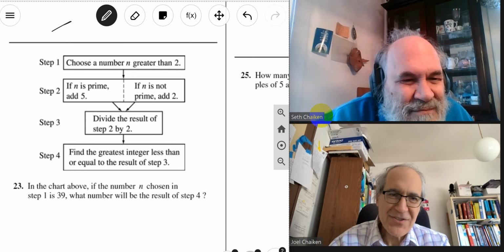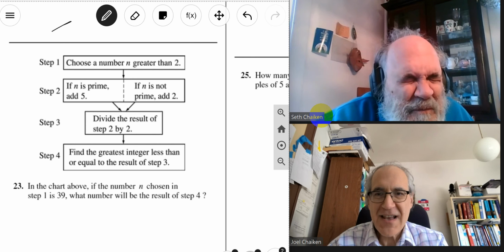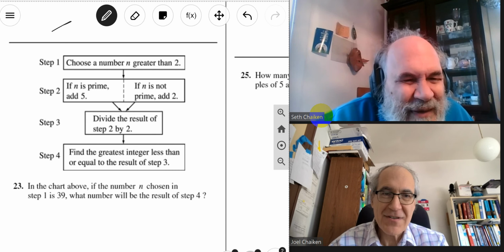Oh, so is it just to follow the flow chart blindly and brainlessly? Yeah, so this just tests your ability to follow directions. There's really not much. You just have to follow directions, right?